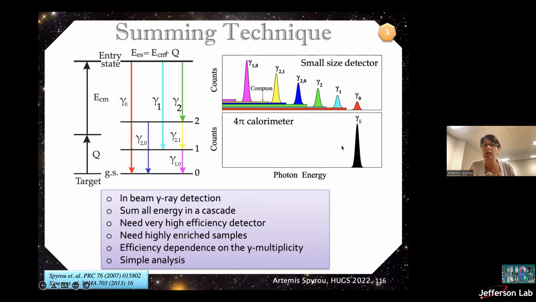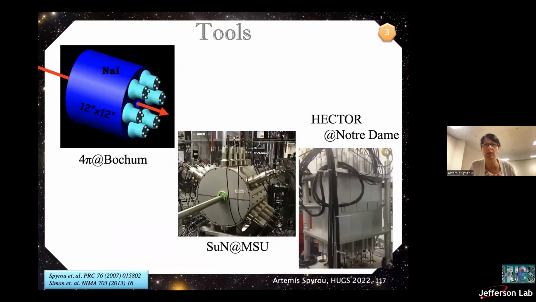When you do that, the signal looks very simple like this. It's just one peak in your detector that corresponds to the entry state of this reaction from this level scheme. This is actually my expertise. I've done the summing technique now for 15 years or so, and have applied it both for reactions and for beta decay measurements. So I'm happy to talk about it later.